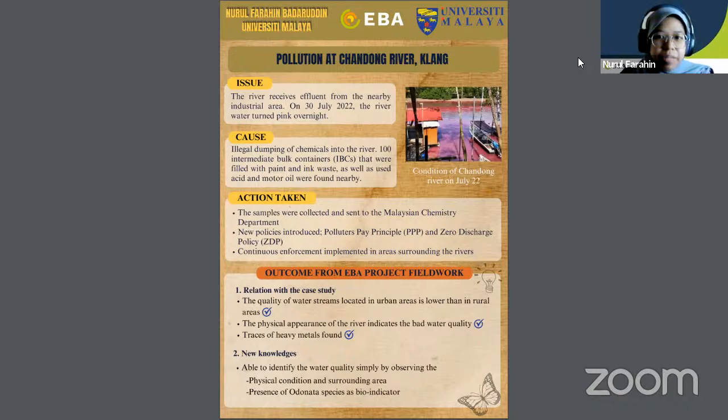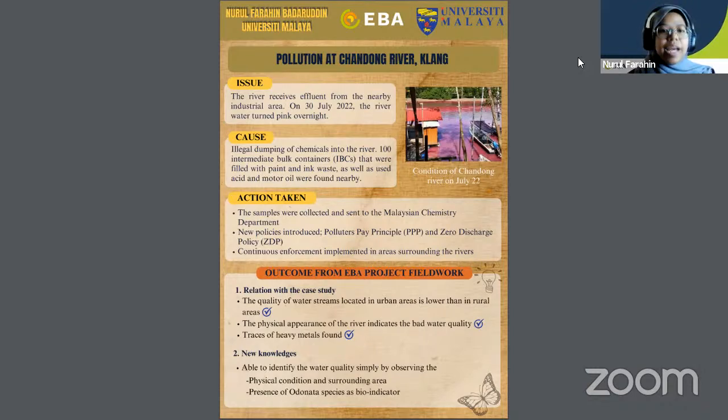After the program, I cross-checked what happened to the Chandang River with the findings from the EBA program. And yes, the conclusions that we agreed on during the program are aligned. First, the quality of the water stream in the urban area is lower compared to rural areas. Second, the physical appearance of the river indicates bad water quality. And lastly, there are traces of heavy metals found in the river.